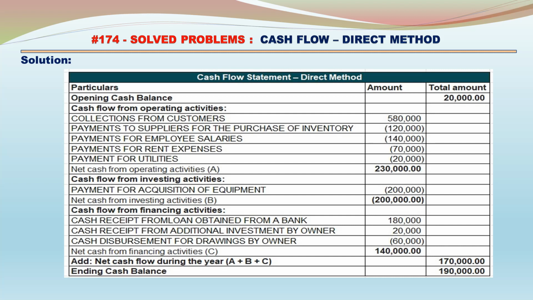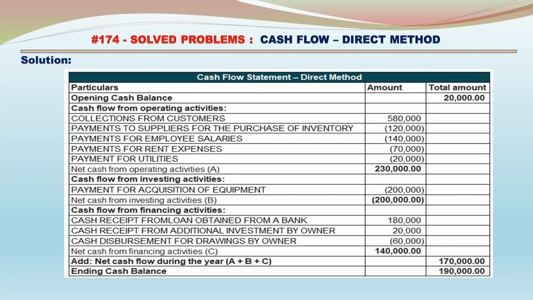Cash flow from financing activities. Cash receipt from loan obtained from bank, 180,000. Cash receipt from additional investment by owner, 20,000. Cash disbursement for drawings by owner, minus 60,000. Net cash from financing activities, 140,000.